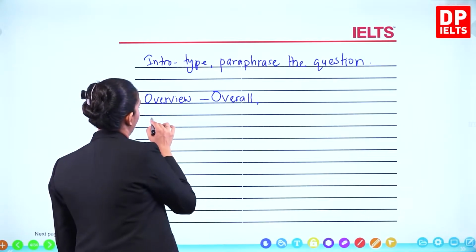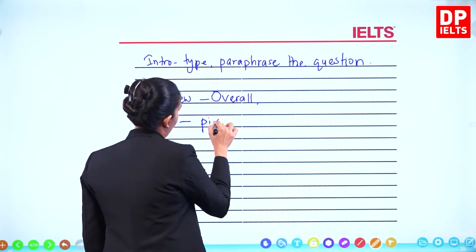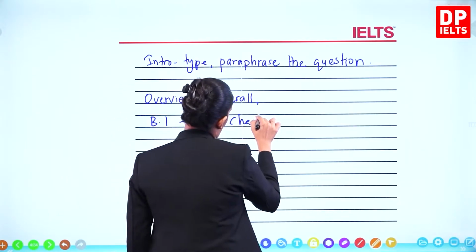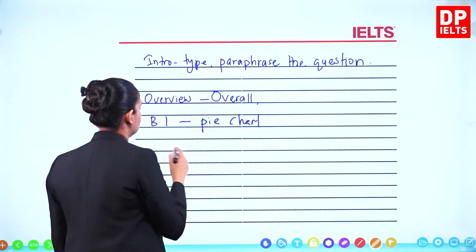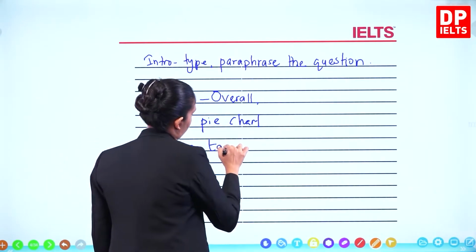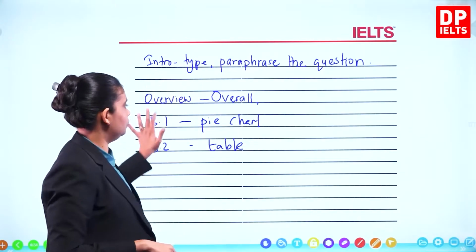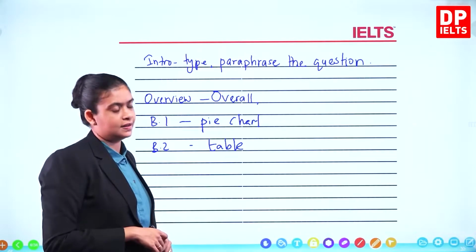Then in body paragraph 1, I think you could talk about the pie chart, the percentages and specific information. In body 2, you could talk about the table. All right, so you can have your 4 paragraphs.